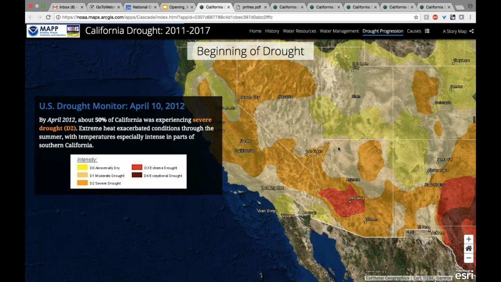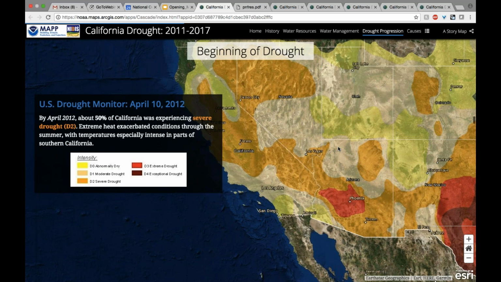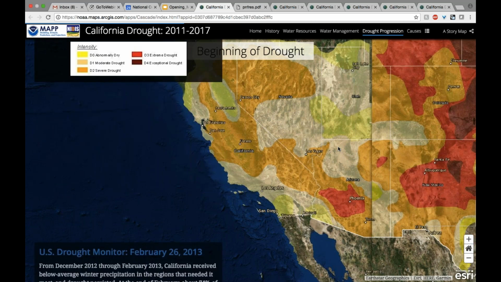The thing about droughts is it's not like you just look at one thing and it continually goes up, not like a streamflow hydrograph, where in flood stage it just keeps going up and up and up.